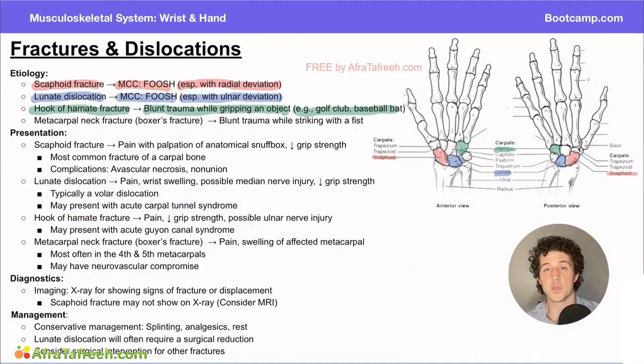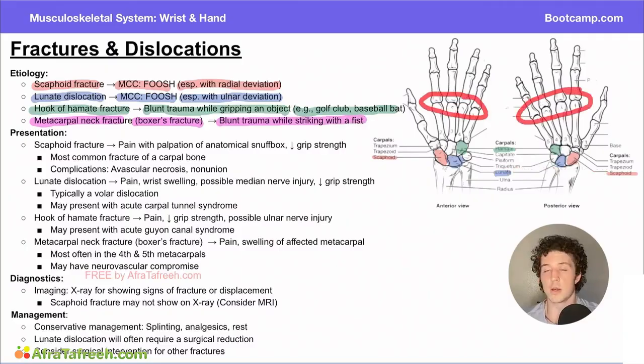And the last type of injury we'll talk about for this video will be a metacarpal neck fracture, sometimes called the boxer's fracture. And that's because this often happens with blunt trauma while striking with a closed fist. So recall that our knuckles are right here, right at the metacarpophalangeal joints. And so if we have a closed fist and we hit something, then that force is going to go directly onto those metacarpals. And so if the force is strong enough, then we may cause a fracture at the neck of that metacarpal. And this is typically going to be in the 4th and 5th digits.